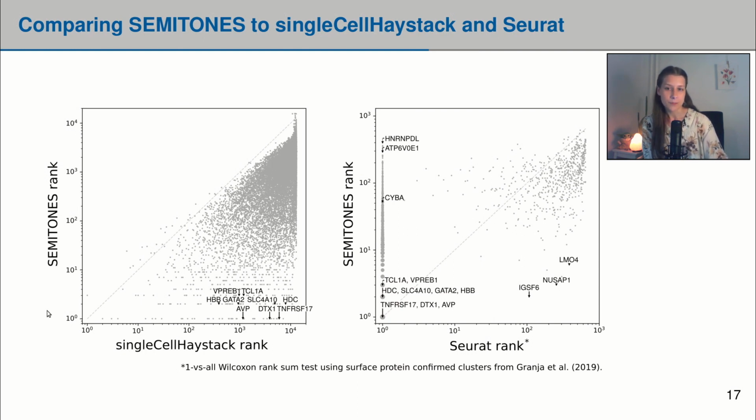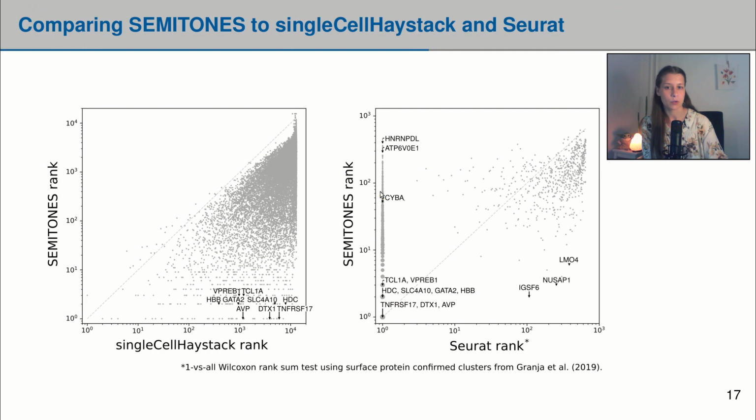So in this figure, I plot the gene rank according to SEMITONES on the y-axis and the rank according to single-cell Haystack and Seurat on the x-axis. The first apparent observation is the higher agreement between SEMITONES and Seurat than SEMITONES and single-cell Haystack, but we also see disagreements in rank between SEMITONES and Seurat, both for genes ranking in the top for SEMITONES and the bottom for Seurat and vice versa.